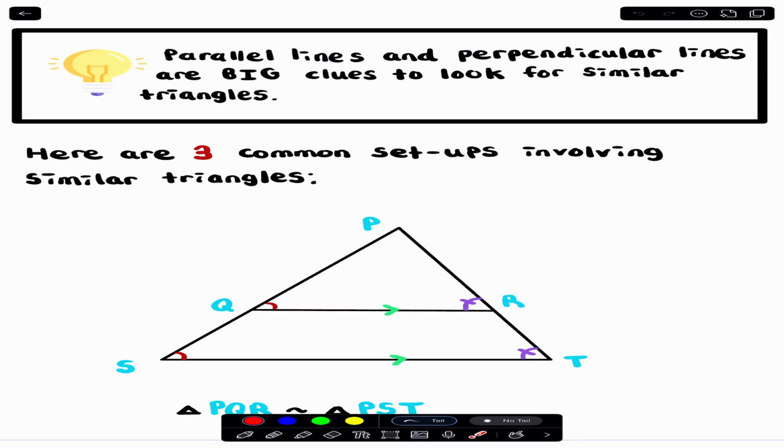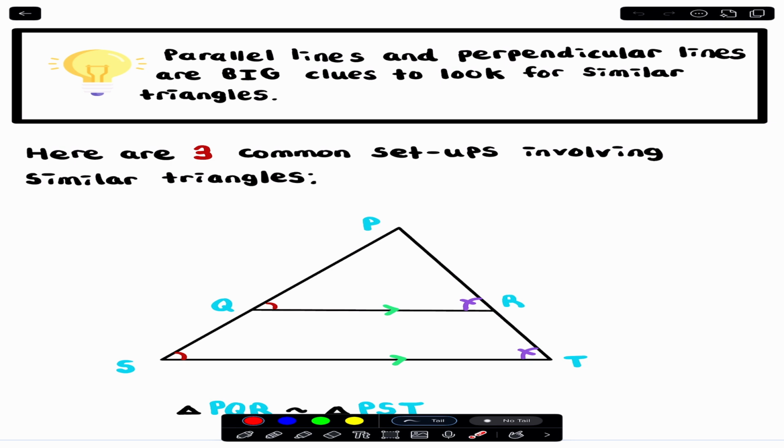Now, as promised, I'm going to show you 3 common setups involving similar triangles. You don't have to memorize these, but just become familiar with them, because you're going to see this over and over again. Whether it's some variation of these 3 setups, basically all the problems that follow will be some sort of variation of these basic forms.